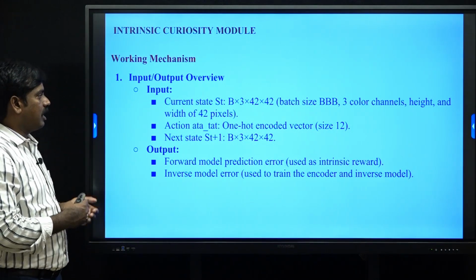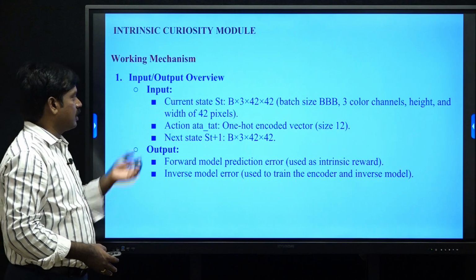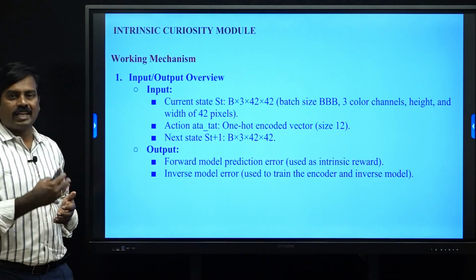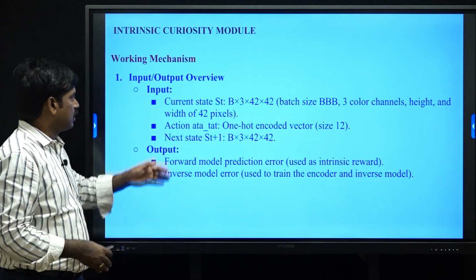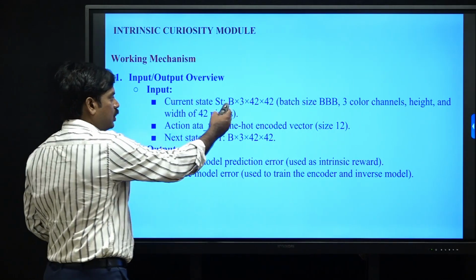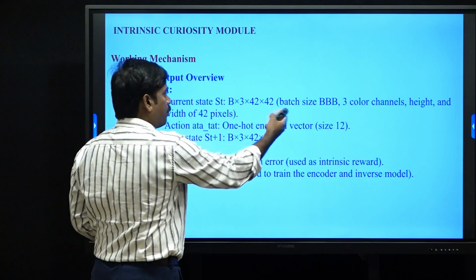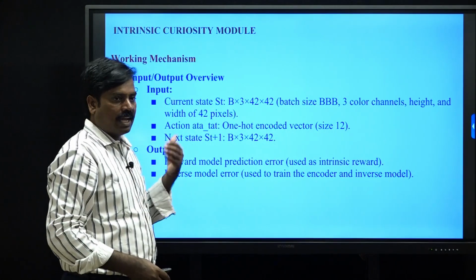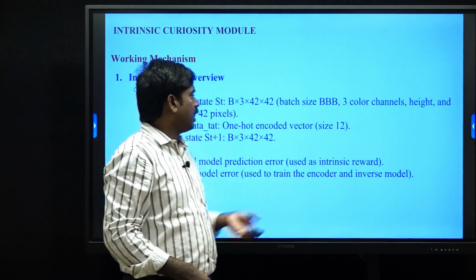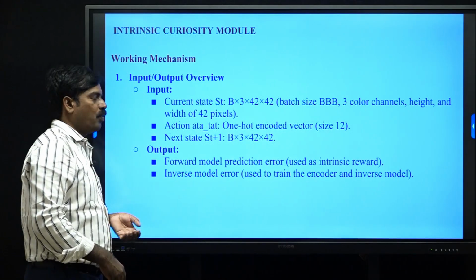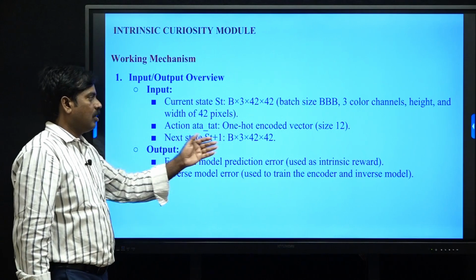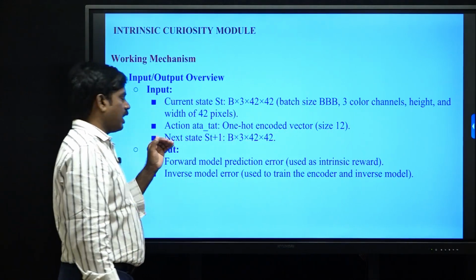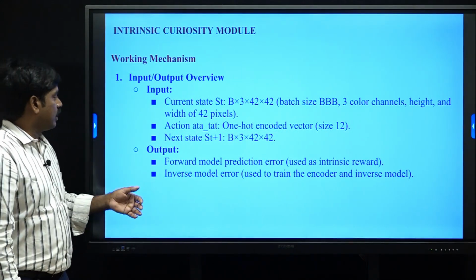So, what is the input, what is the output? The first input to any algorithm, any model, is the state, the current state: B x 3 x 42 x 42, where B is the batch size, 3 is the RGB colors, and the 42 x 42 is the height and width, the spatial representation. And the action, this is the 12, and the next state S(t+1). Okay, these are the inputs.